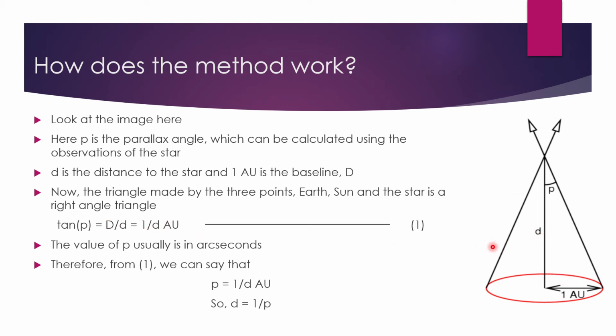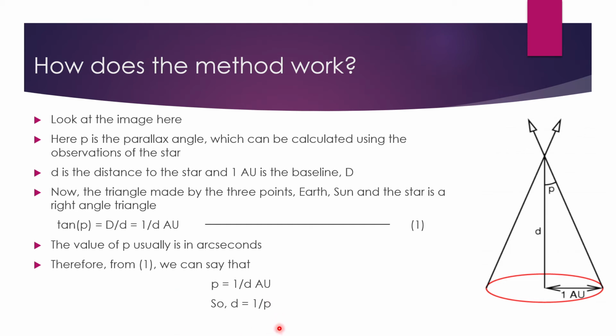Now the point is this parallax angle is usually very small, in arc seconds. So 1 arc second is 60 into 60th part of a degree. So it's that small, so we can just neglect the tan, as tan of P will be nearly equal to P. So we can just neglect tan and put P as 1 upon d astronomical units. And from that we find that d is equal to 1 upon P. So this is how one can calculate the distance to a star if we know the parallax angle using the parallax method.